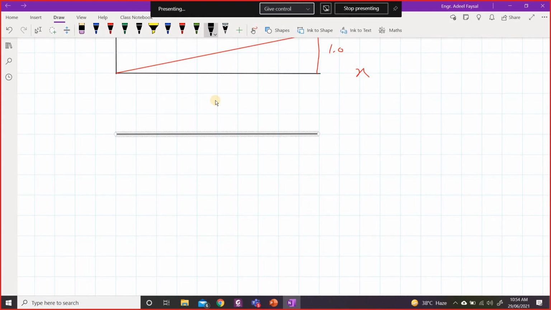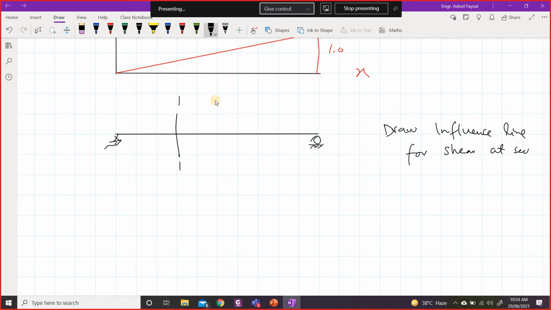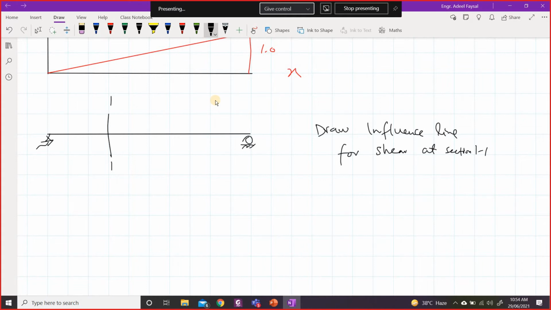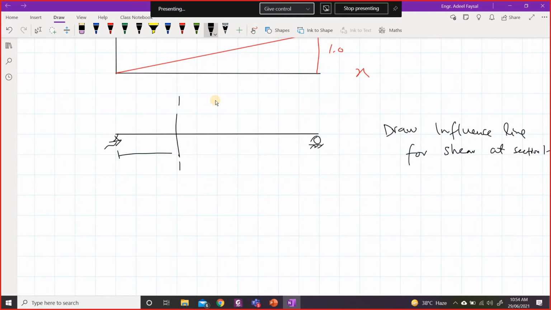So if this is the given beam, I may ask you to draw the influence line for shear at, let's say, this section. Let's call it section 1-1, and let's say this section 1-1 is at distance x1.